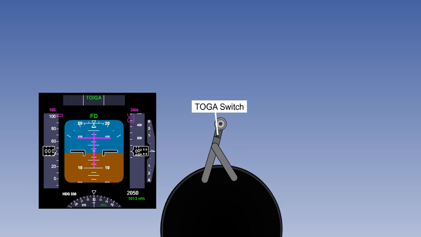The other way is by selecting Takeoff Go-Around on switches on the throttles. This positions the pitch bar to command the initial body angle on rotation, and we are informed of this on the flight mode annunciators.